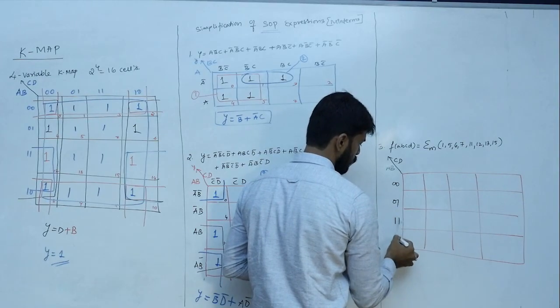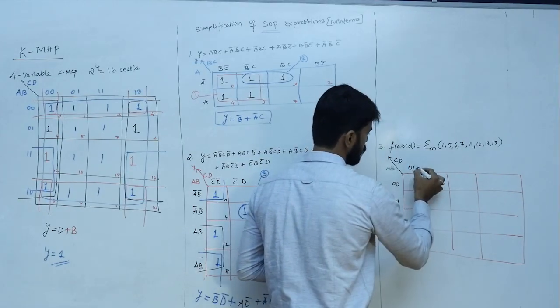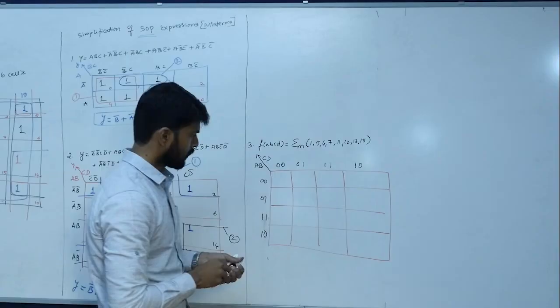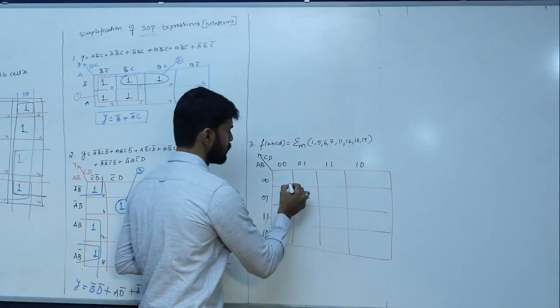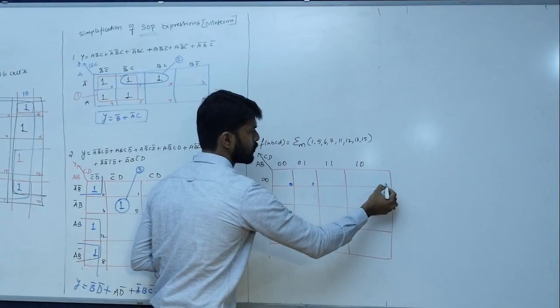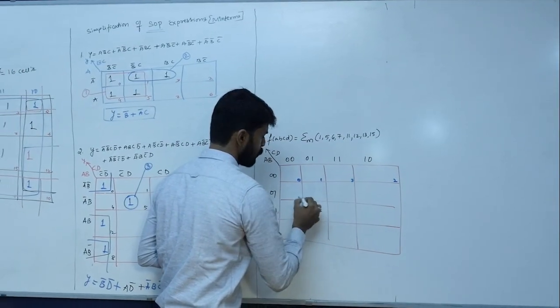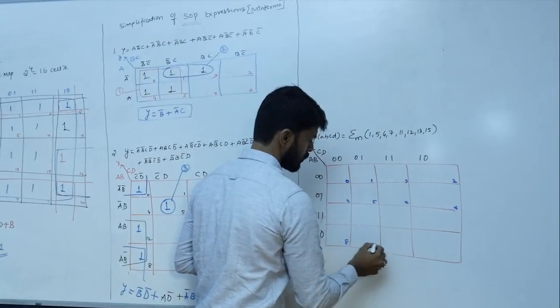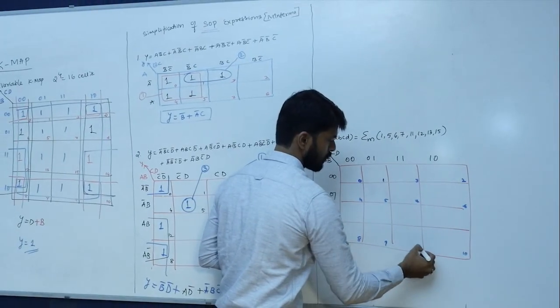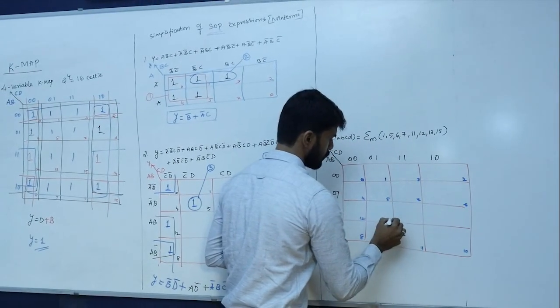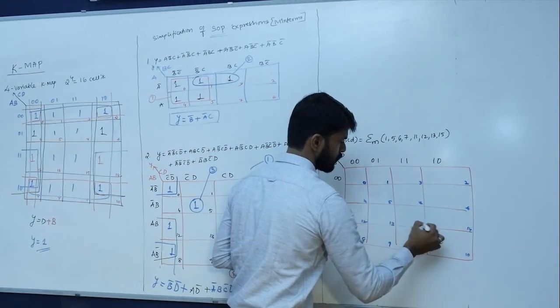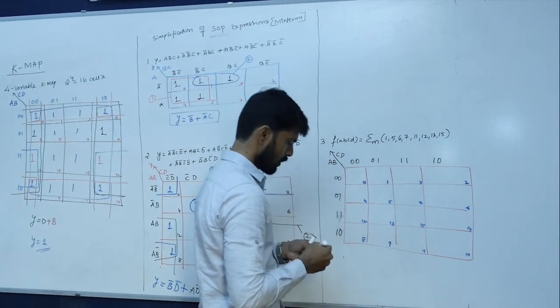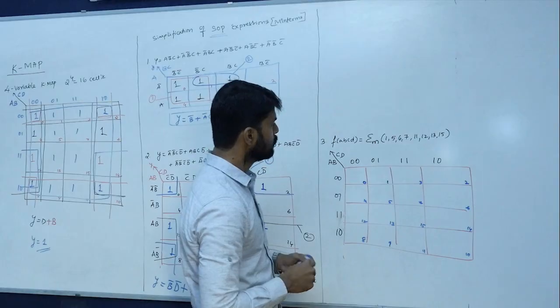This is 1, 1, 1, 0, 0, 0, 0, 1, 1, 1. Now, I will try to map this. This is 0, 1, this is the 2 and this is the 3, 4, 5 and this is the 6 and the 7, 8, 9, this is the 10, 11, 12, 13 and this is the 14 and this is the 15. So inside we need to make a mapping.